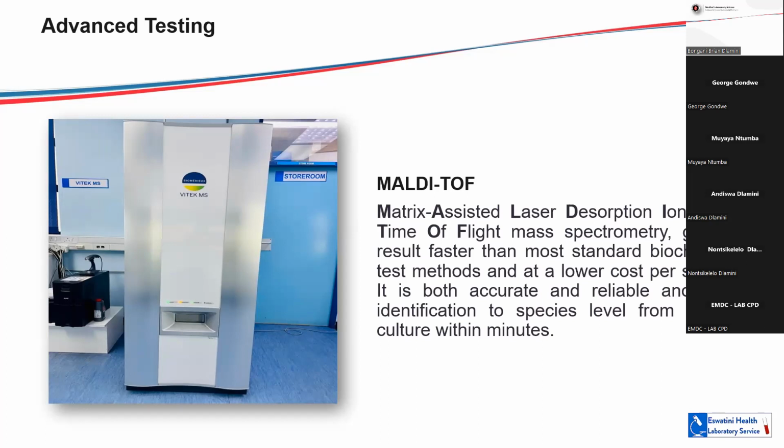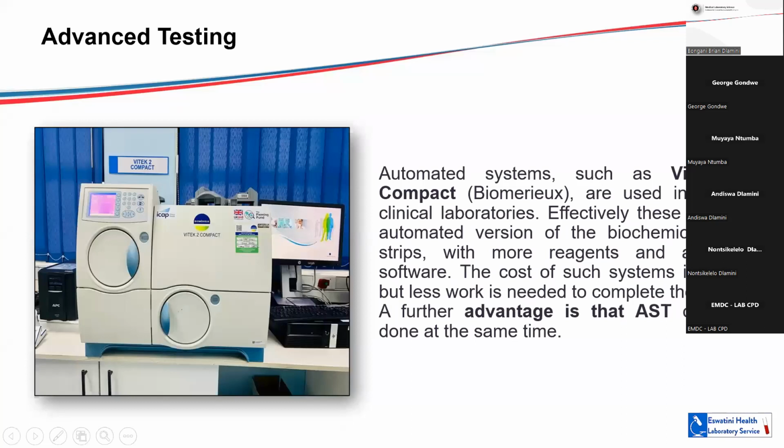So the next instrument is the VITEK 2 Compact. This picture was also taken in our microbiology lab. It's also an automated system. Basically, for this one, it's just an automated version of the biochemical test strips with more reagents and analytical software. It can also do AST.